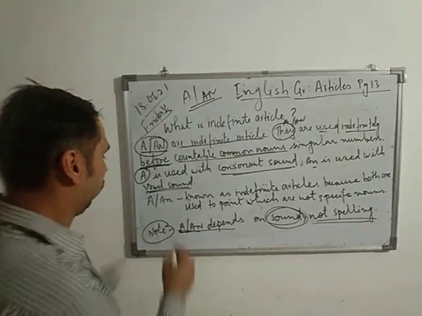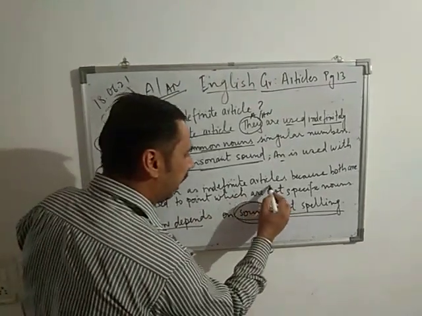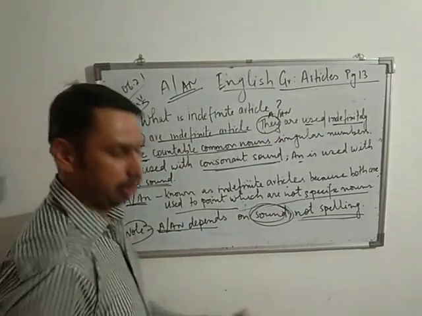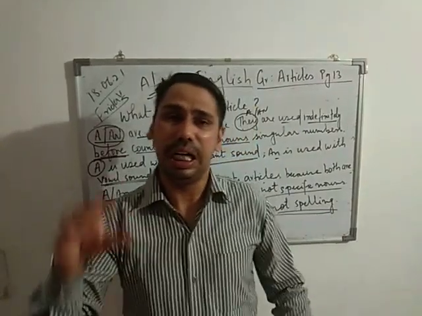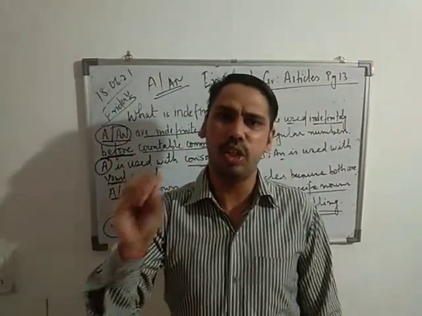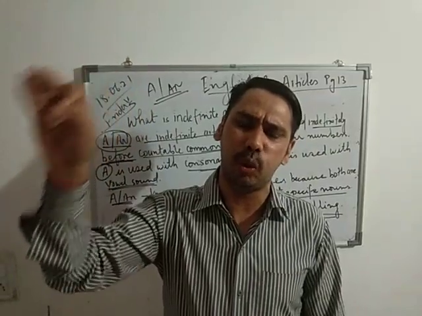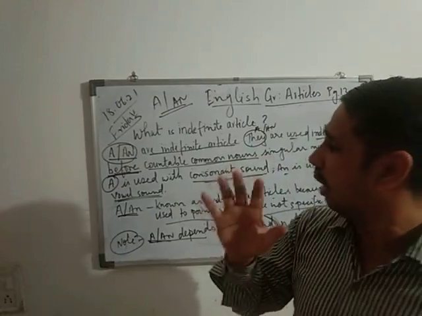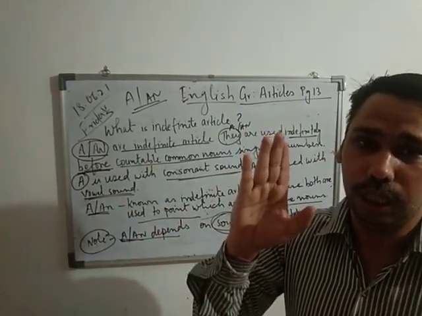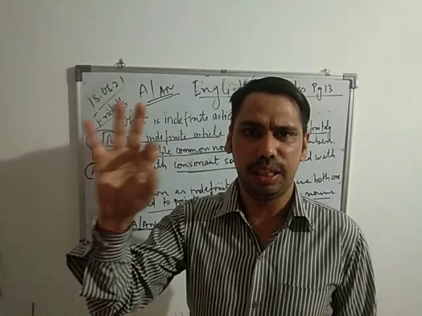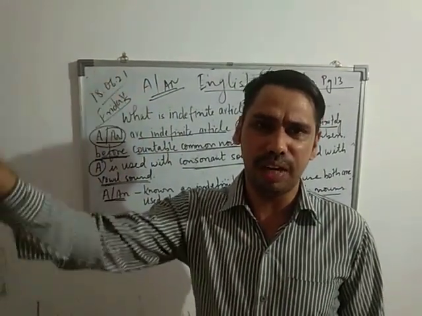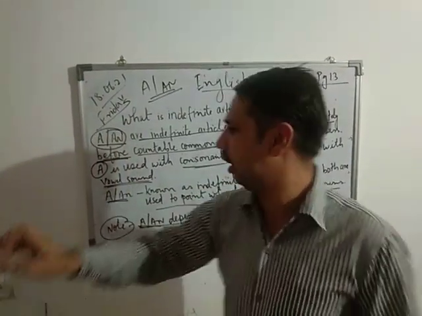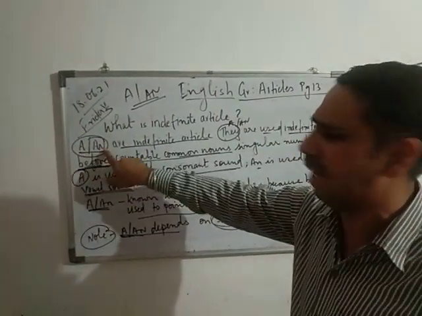A or an are known as indefinite articles because both are used to point to something which is not specific. Not specific means not definite. The is used where a particular object or unique thing is meant. So again I'm repeating, children: articles are a, an and the. A or an is the indefinite article, the is the definite article. Today we are doing the indefinite.